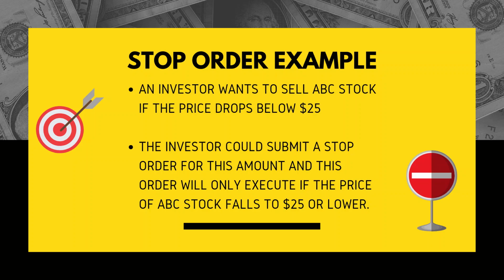It's just that when that stop loss price is hit, it then converts your order into a market order. So let me give you an example. In this example, let's say an investor wants to sell a share of ABC stock if the price drops below $25. The investor could then submit a stop order for this amount, and this order will only execute if the price of ABC stock falls to $25 or lower.